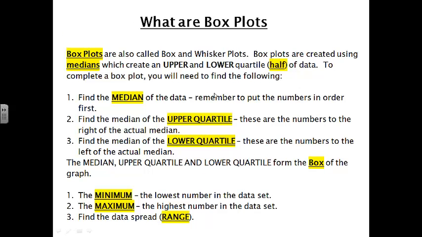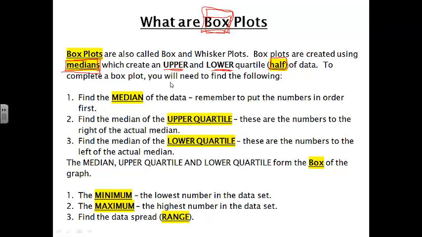Alrighty, now let's move on to box plots. Box plots is totally something brand new. Box plots are also called box and whisker plots. Box plots are created using medians. So we're going to be getting a lot of medians here to create it, which create an upper and lower quartile, which means half of the data.